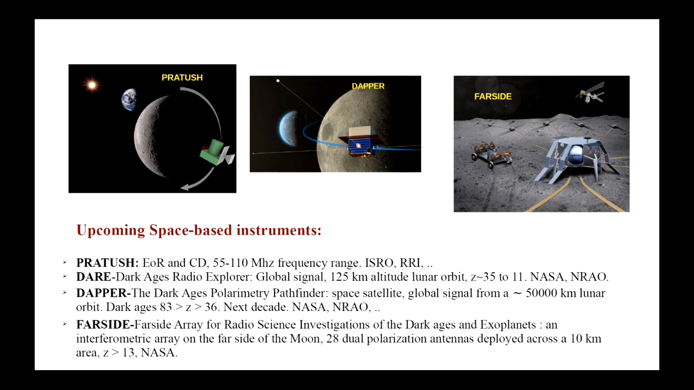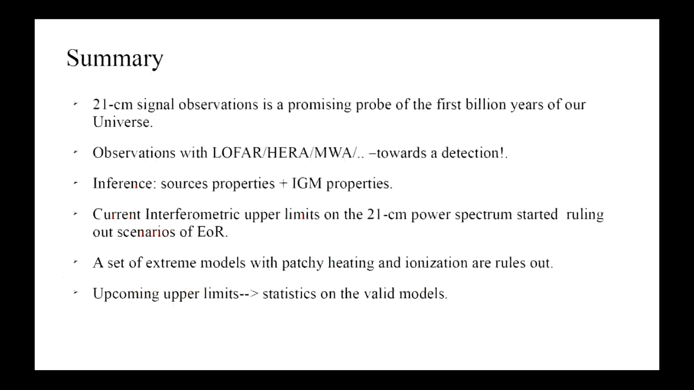Also, there are updates from other observation sites. For example, there are many space-based instruments planned. From the India side, there is PRATUSH planned, and from your side, DARE, DAPPER, and Farside have been planned. If that happens, let's say in 10 years or so, it will give us the advantage of avoiding some systematics, which will lead us to better achieve the goal, in terms of both power spectra as well as the brightness temperature average quantity.